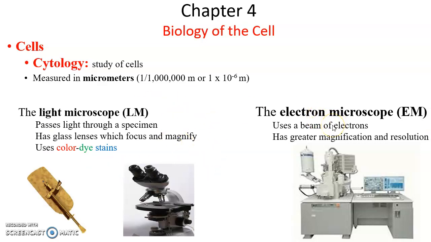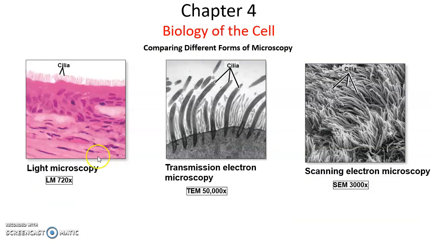Nowadays, though, super modern technology, we have electron microscopes. Electron microscopes use a beam of electrons, and they have a massively greater magnification and resolution, so they can see extremely tiny structures. So for instance, here over in this slide, this is coming from a light microscope.